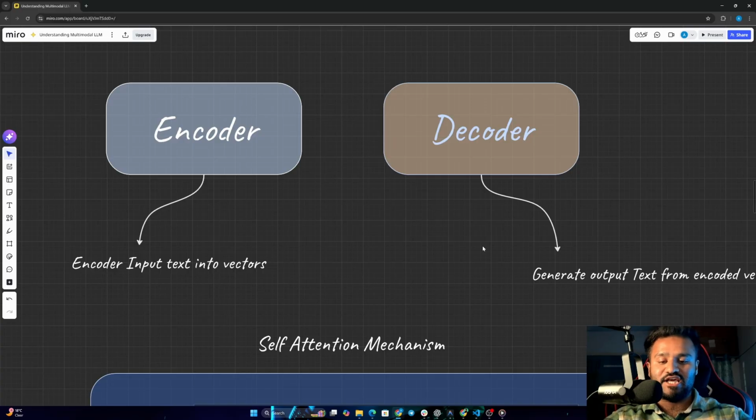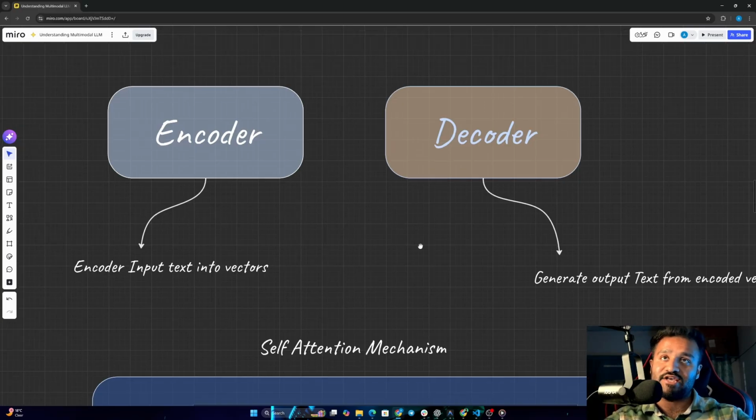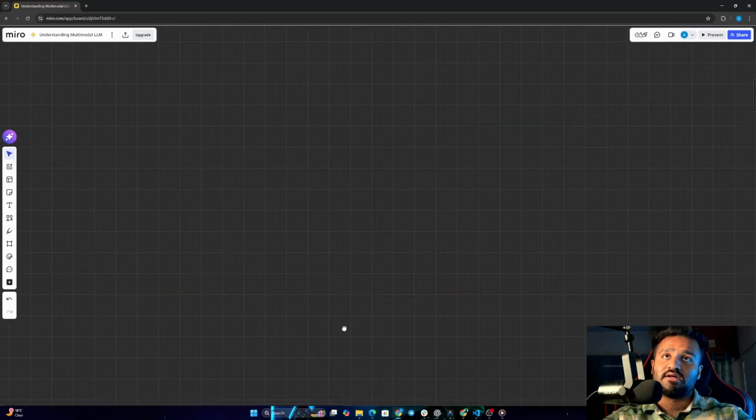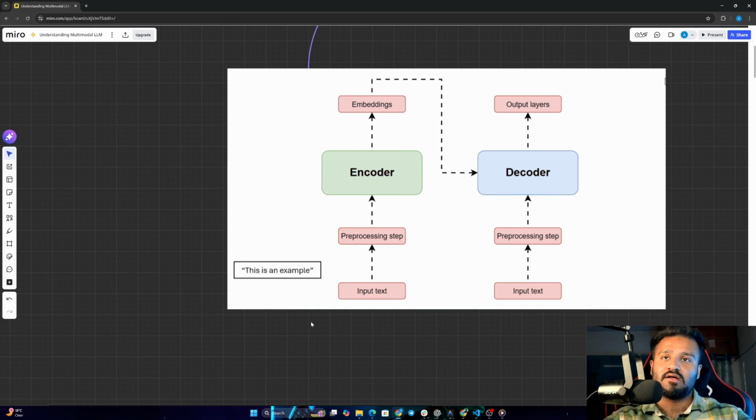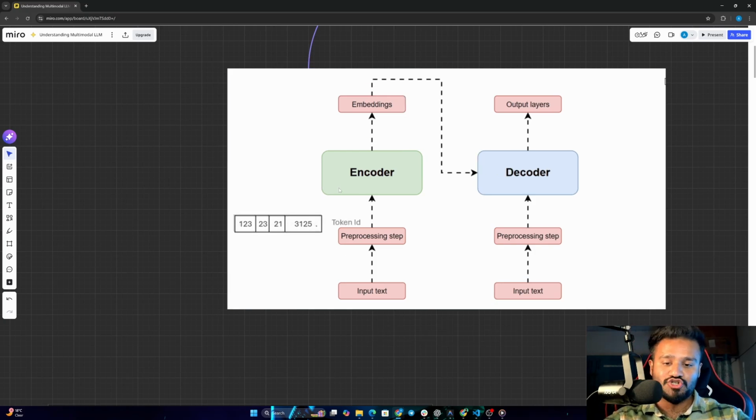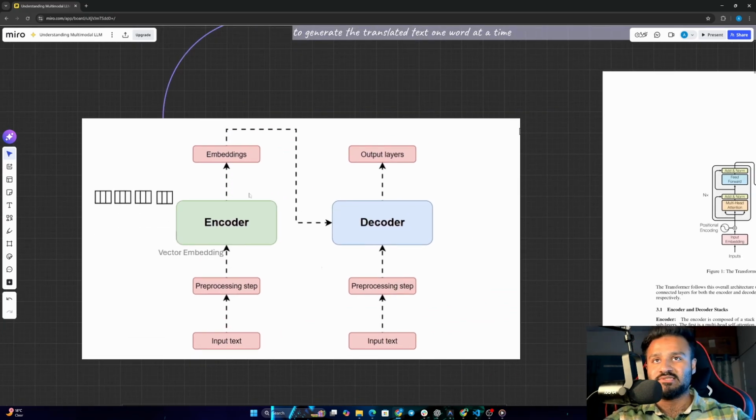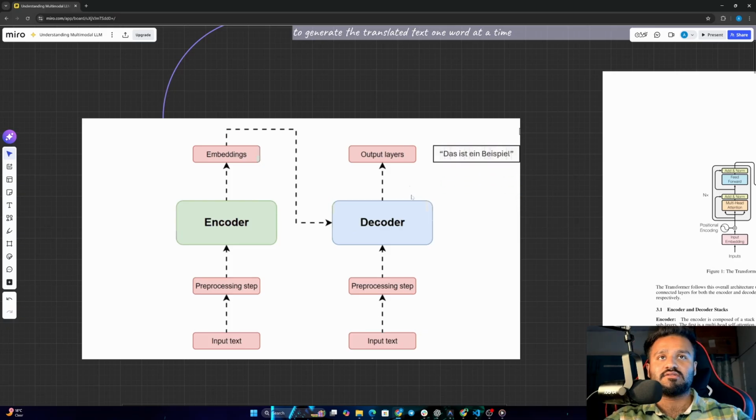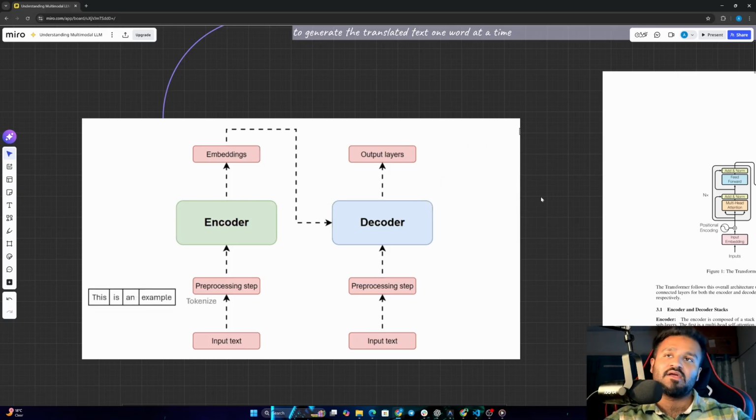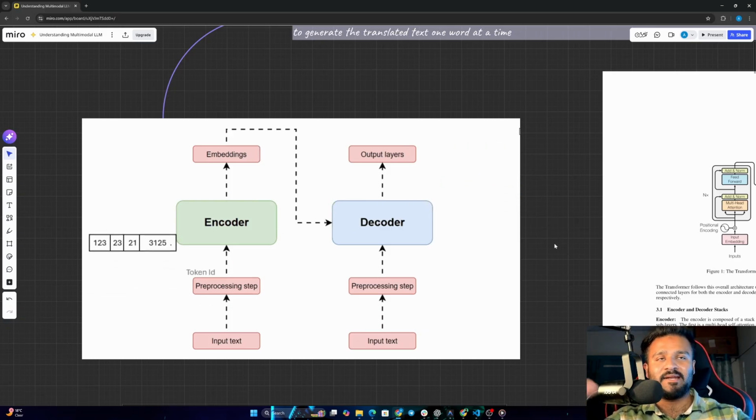So in translation, the encoder reads the English, as you can see over here, and the decoder generates the German over here. It then goes into the decoder part. This part I will explain, and after that the prediction with the language translation is done.